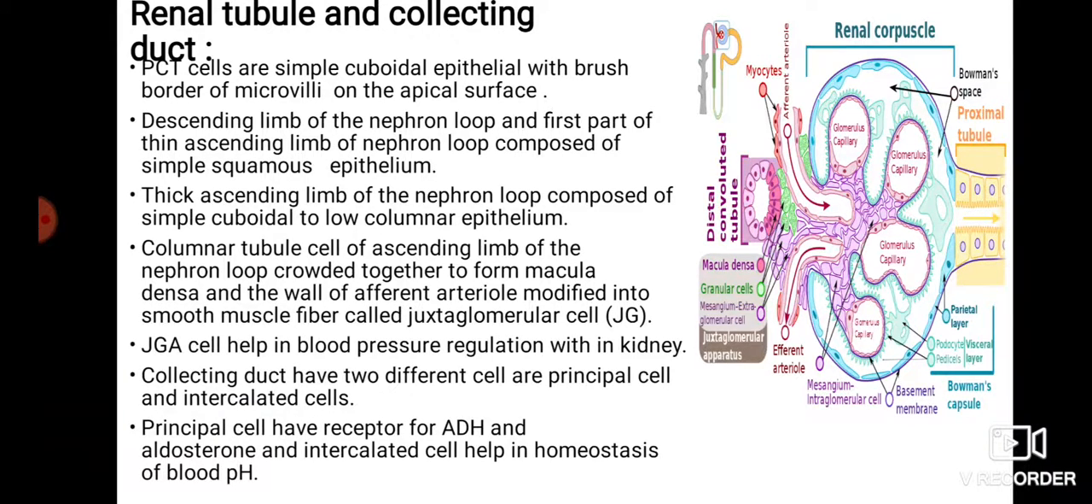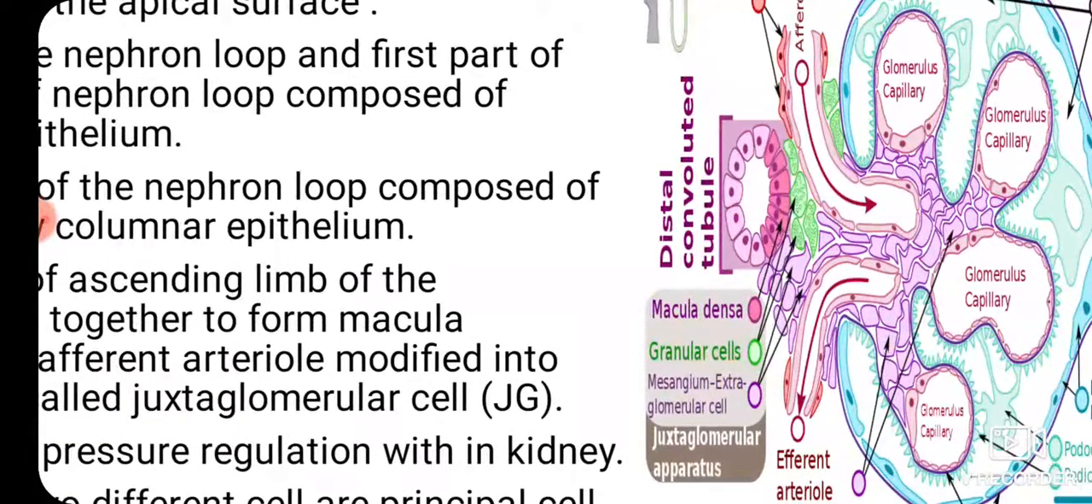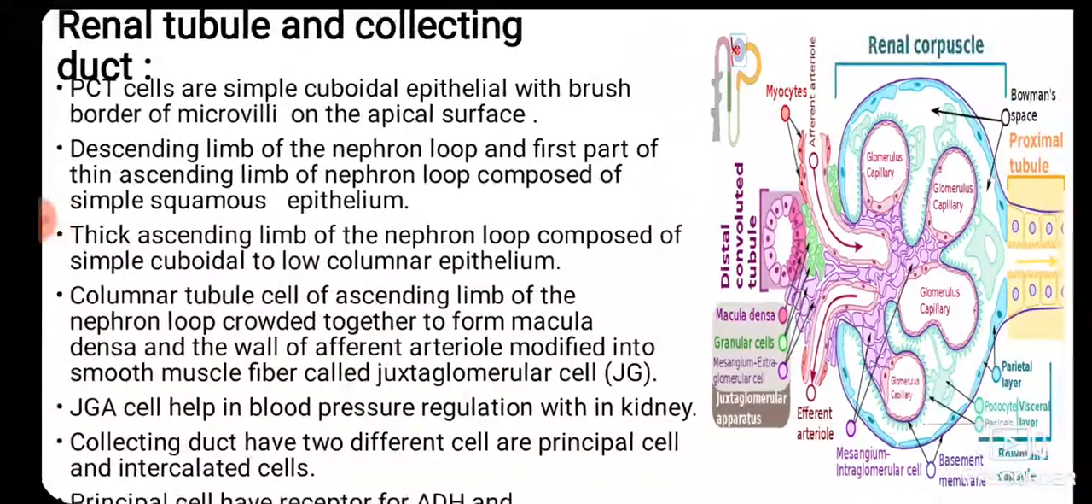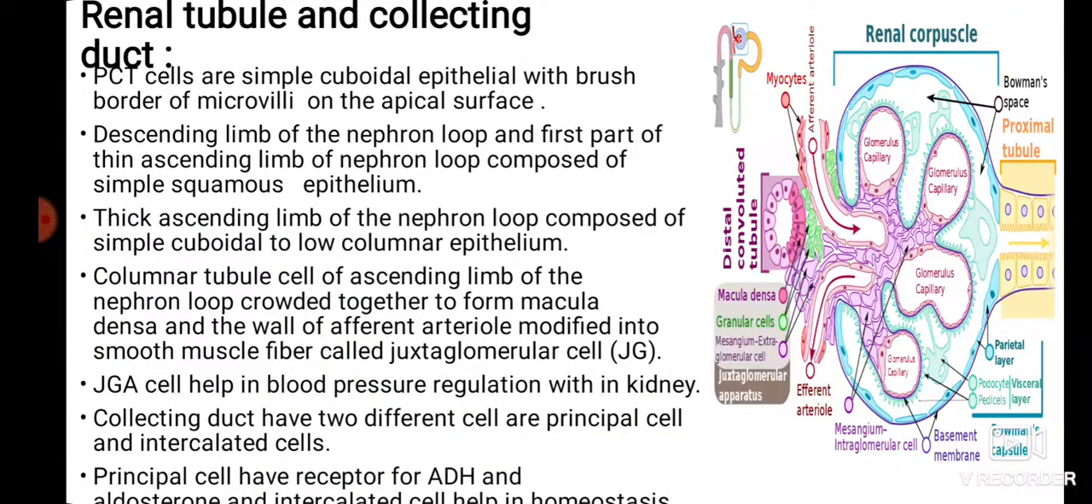In the diagram you can clearly see the macula densa. These are the modification of the columnar cells of the ascending limb of the nephron, and the other is the juxtaglomerular cell, which is the modification of the afferent arteriole, okay. The juxtaglomerular cells and the macula densa together are known as the juxtaglomerular apparatus.